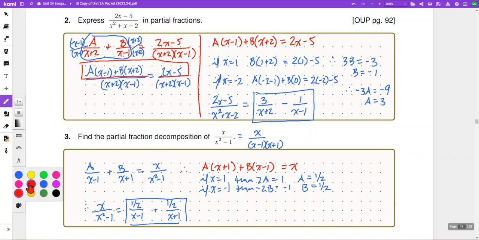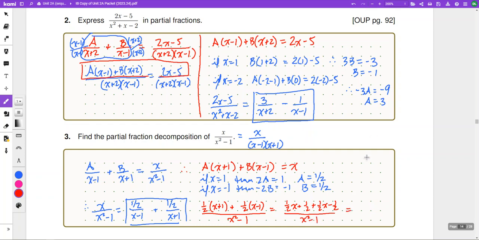We could always check to see if we've done our work correctly and say, hey, what if I wanted to write these as a single fraction? Well, I'd have 1/2 times x plus 1 plus 1/2 times x minus 1 all over x squared minus 1, because the product of those denominators, which would just be 1/2 x plus 1/2 plus 1/2 x minus 1/2 all over x squared minus 1, which gets us our original expression, x over x squared minus 1. So you can always check your work.